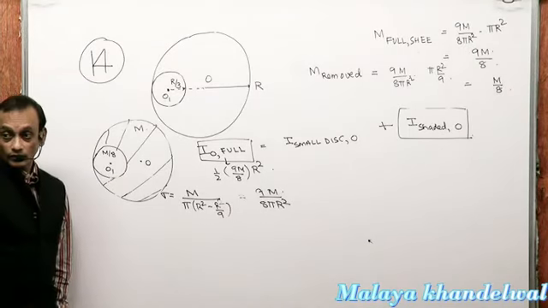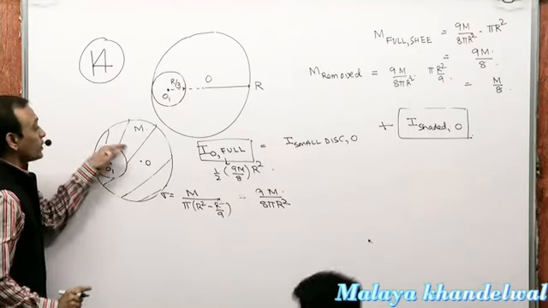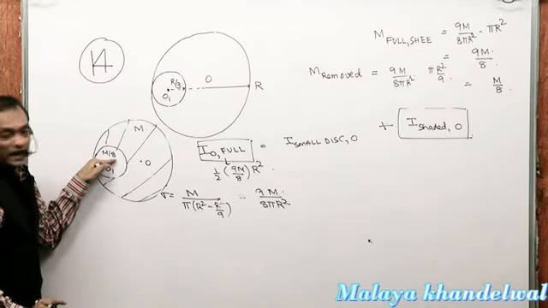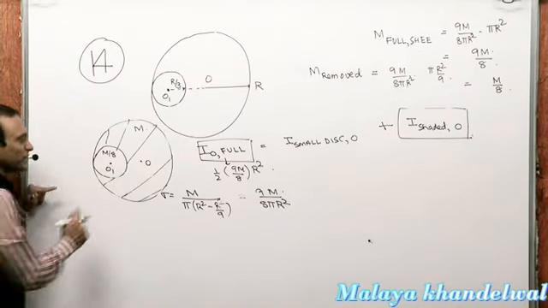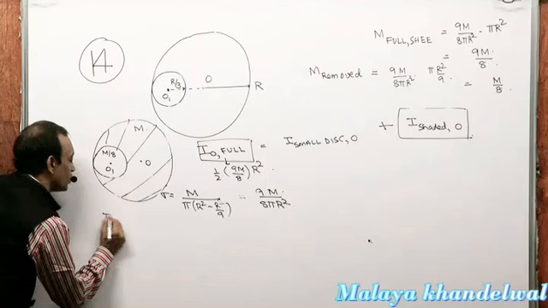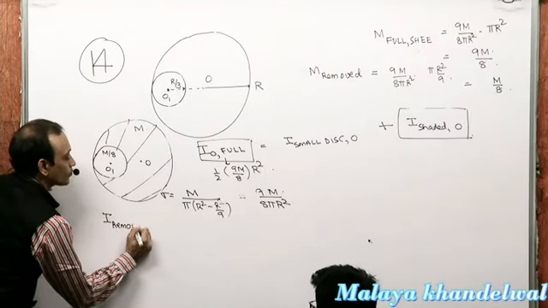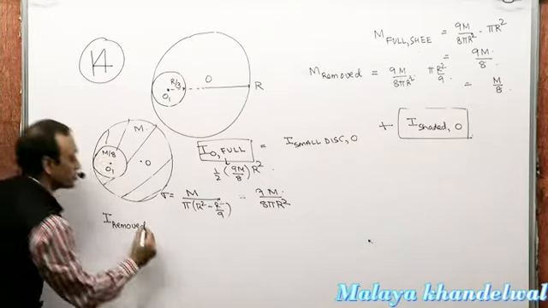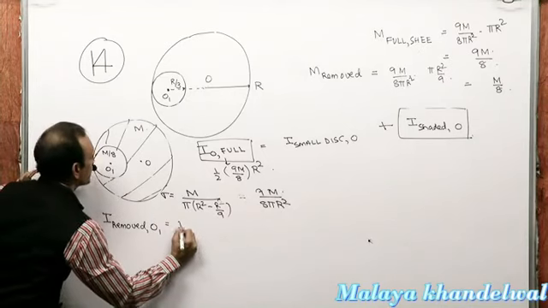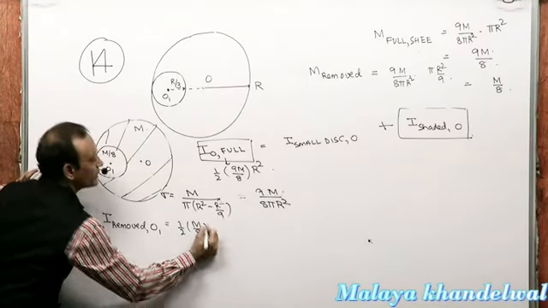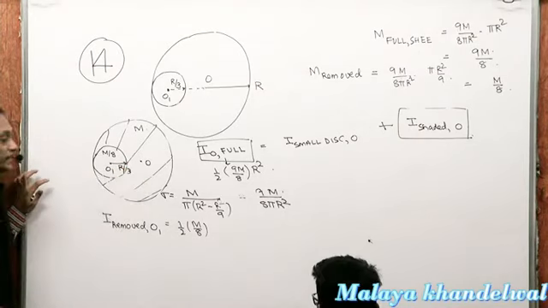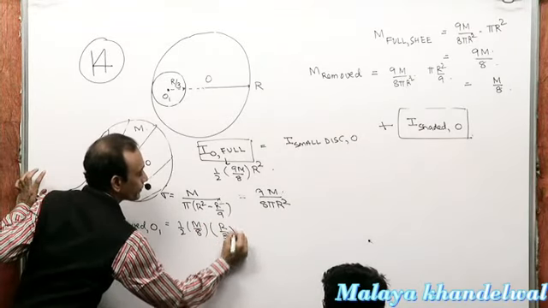Now for this portion, what's the moment of inertia of the removed portion about its own center O1? It is half of its mass m by 8 into the square of the radius, r by 3 is the radius of this, so r by 3 whole squared.